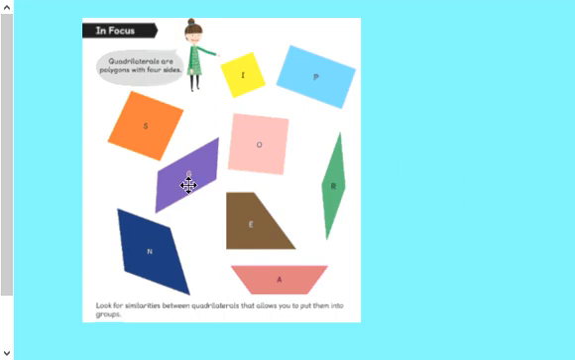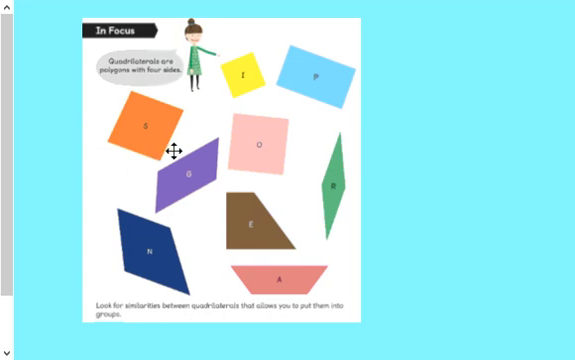Quadrilaterals are polygons with 4 sides. A polygon is a 2D shape with just straight sides. There are no curves in any of these sides. These are all 4-sided polygons, or quadrilaterals.